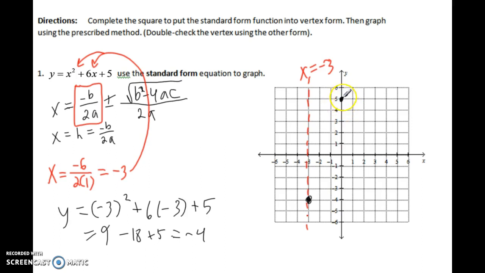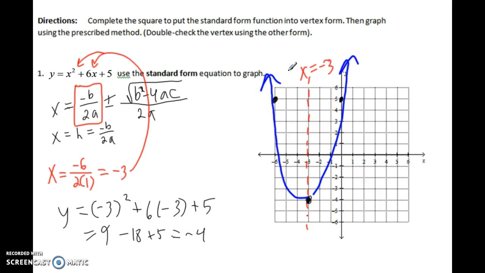By the way, since I know parabolas are symmetric, if there's a point at 0, 5, there must be, if I count over 3 units left, a point there. I know that's a lot of points, but if I have the intercepts and vertex, I could graph a really rough sketch of this if I wanted to. Something like that. Roughly. Really bad effort there.